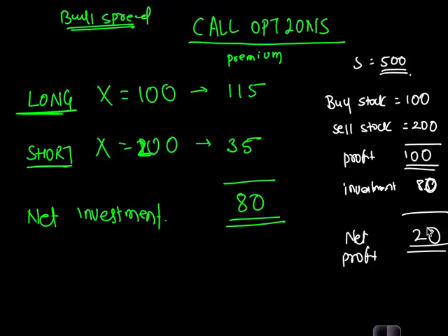Your premium 115 is gone if the markets are falling down. And then what if the market goes up again? Now imagine this is not 500. Let us say this is 700. Then what happens? Same. If this is 300, same. This is 250, same. So this is the maximum profit that we are going to earn on this particular strategy. Are you following this?